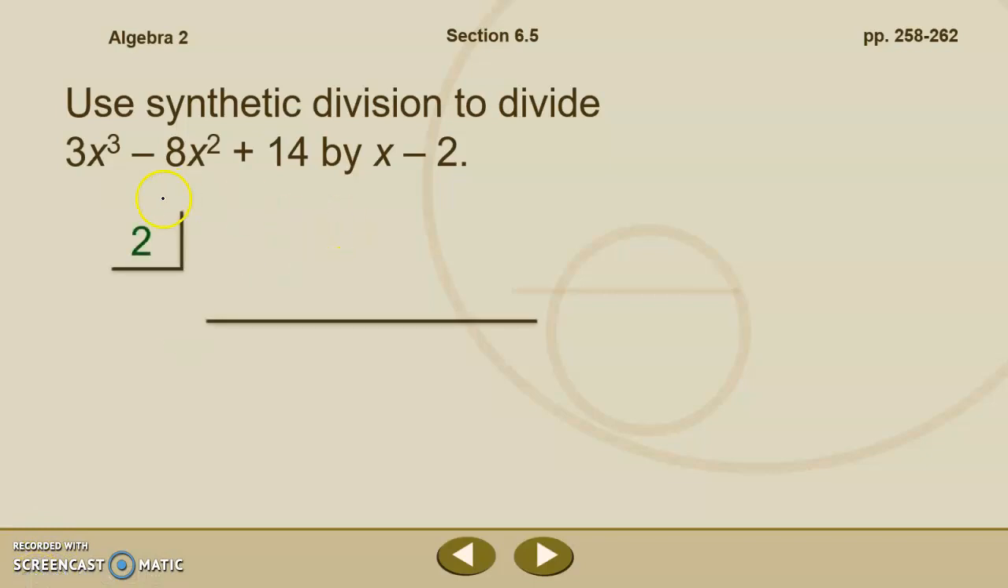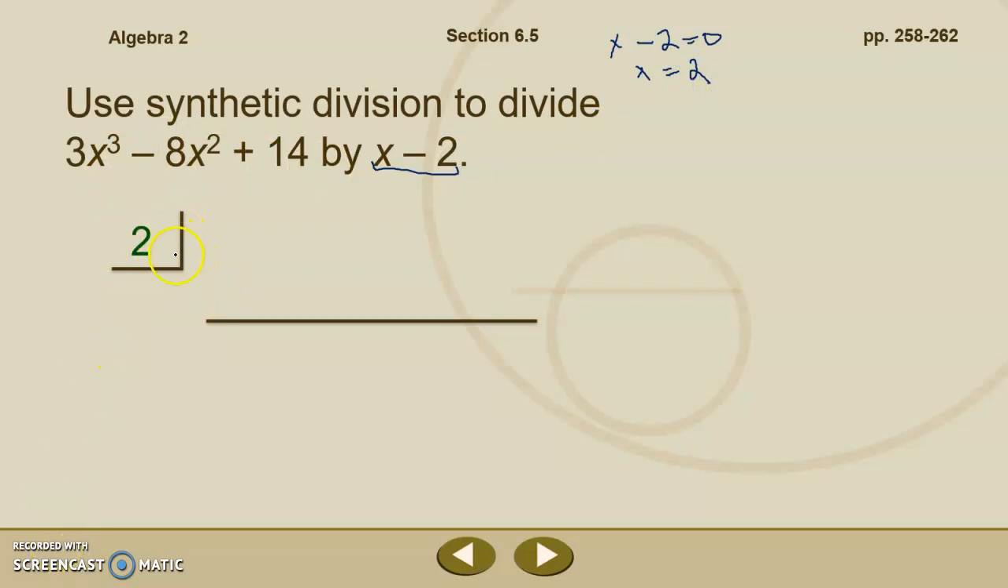The first thing that we're going to do is write a 2 in the box. Remember that we're writing what our 0 is. So we would take x minus 2, set that equal to 0, and we find that actually x equals 2. So we're dividing it by what our x is equal to.